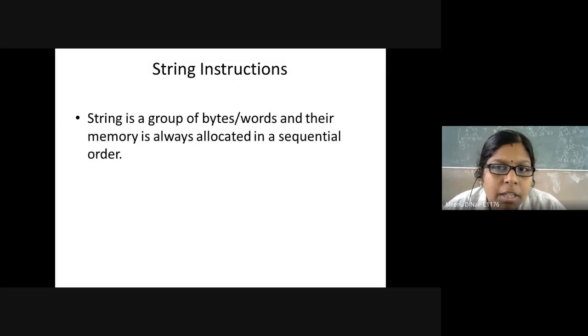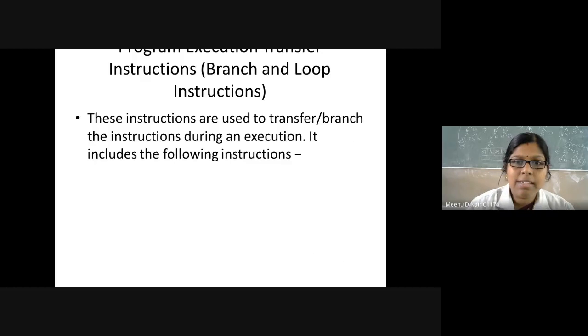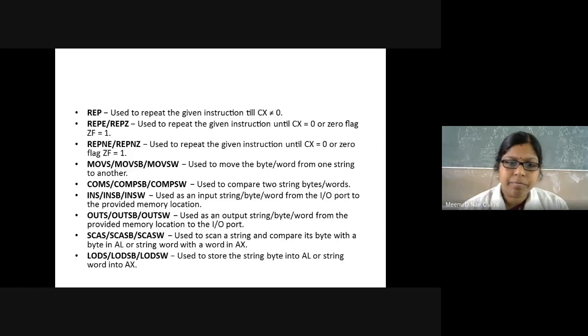Now we are moving to the string instructions. String instructions are one of the advantages of the 8086 compared to the 8085. A string instruction works on a group of bytes or words, and their memory is always allocated in sequential order. It must be in sequential order. These are the string instructions.